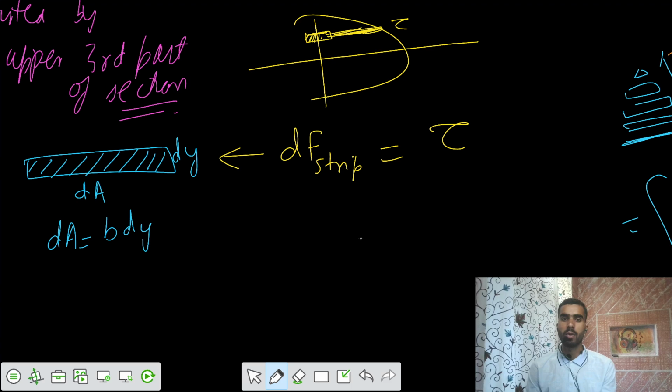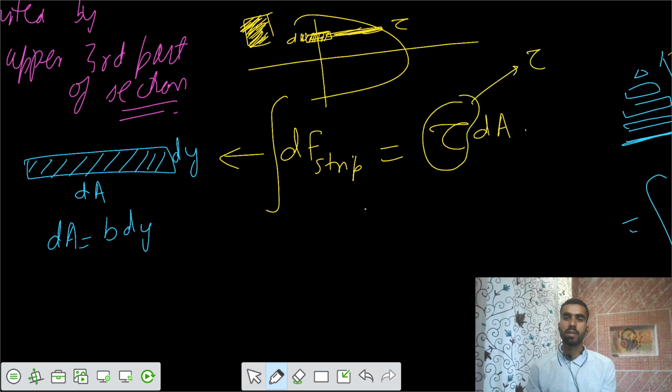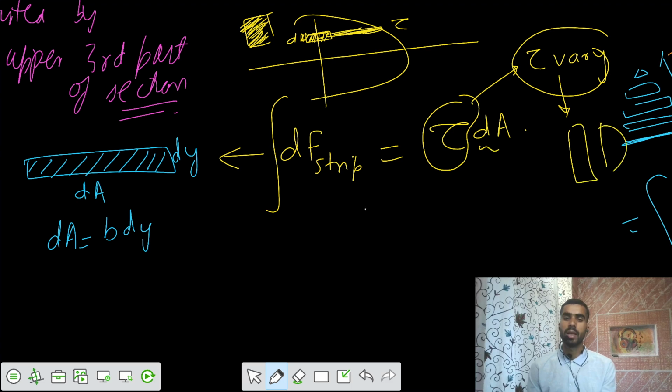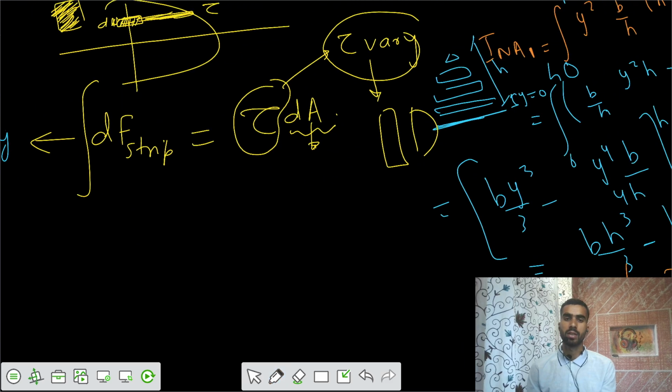And that particular area, if we multiply that small area, we can get the small force it can resist. Similarly, if you want to say what is the total force that the upper third part can resist, you integrate over the total area. Your shear stress is also varying with the area. We know that shear stress itself is varying, so we need to take the equation that includes the variation of shear stress along the section plus the area that's also varying. So let's take that calculation now.